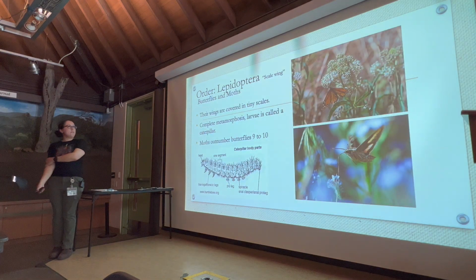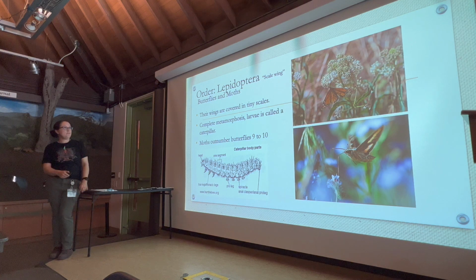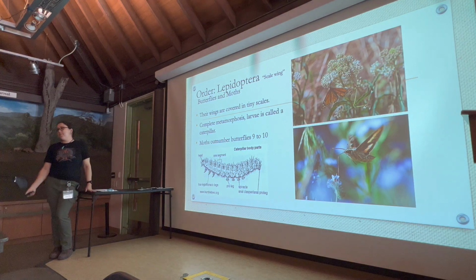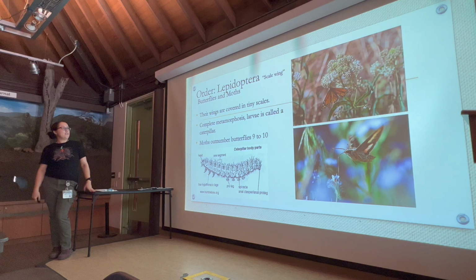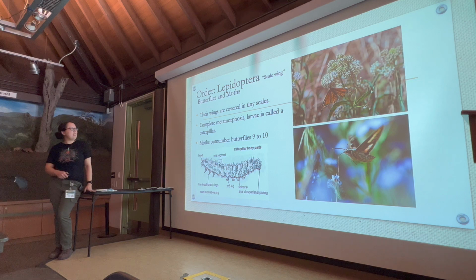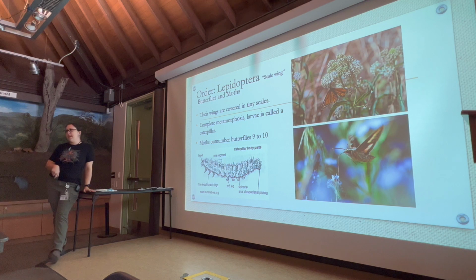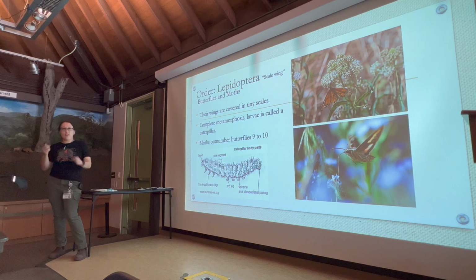Okay, Lepidoptera, yay, butterflies. They have complete metamorphosis, as you probably know, because caterpillars are from the Lepidoptera family. That's their larval form. They get their name from "scale wing," because if you look really closely at a butterfly's wing, they're covered in little scales, like with a microscope.